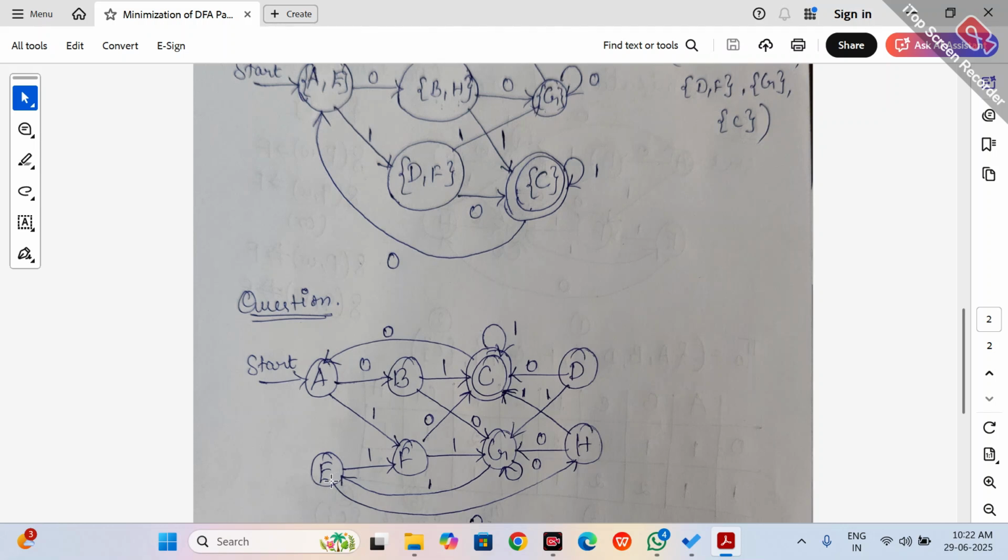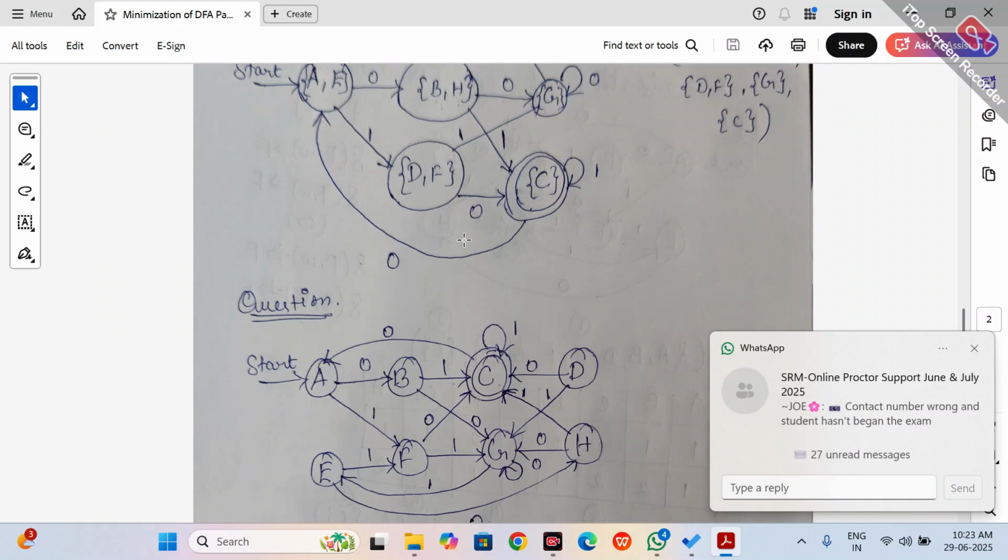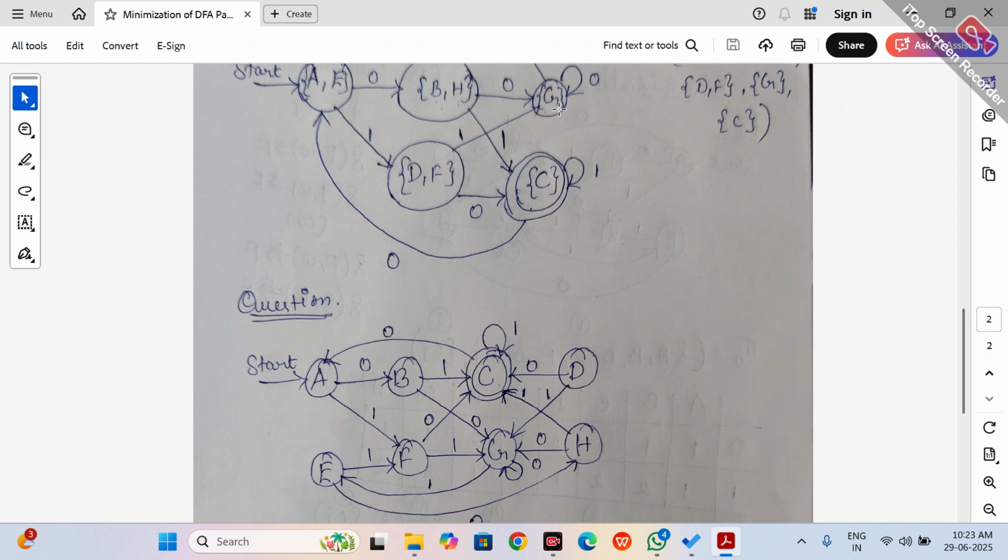Next, for E, input 0 goes to H. For E, we already drew it for A. It is equivalent, so no need to draw it again. There is already a transition here for E for input 0. And for input 1, F is also there from state A, so it is similar for E. Next one is F. For F, we already drew it for D state, so it is the same here. For F, 0 goes to C, and 1 goes to G.